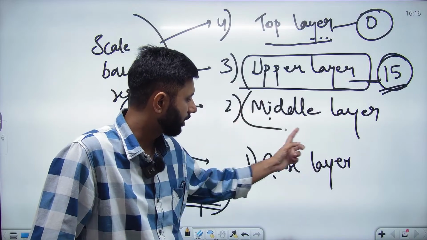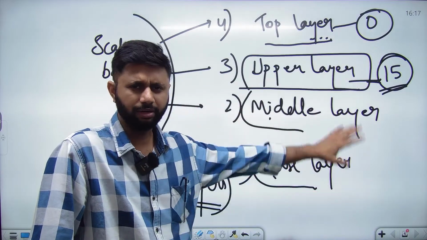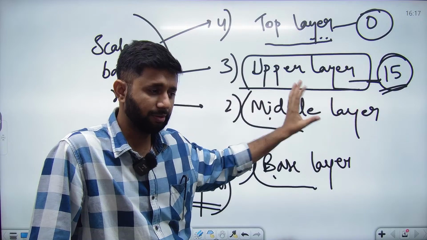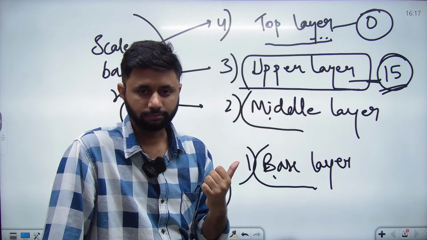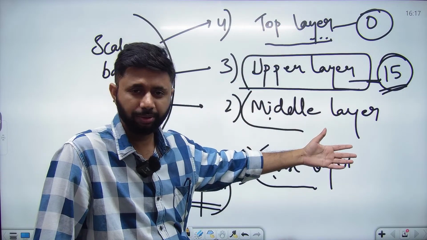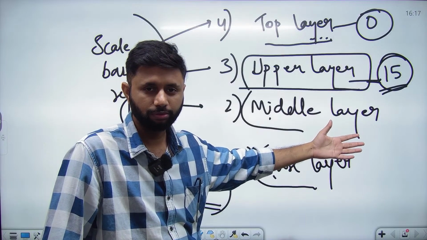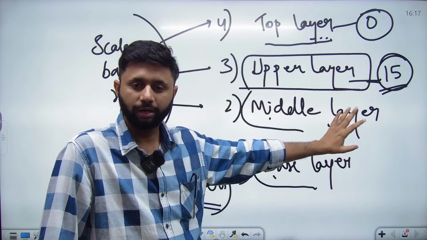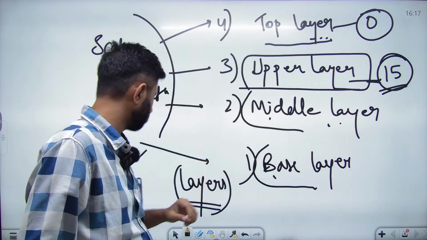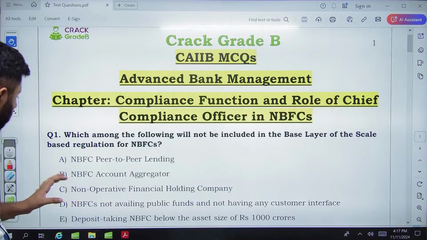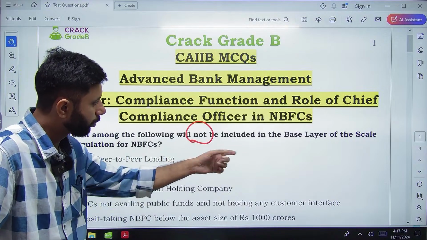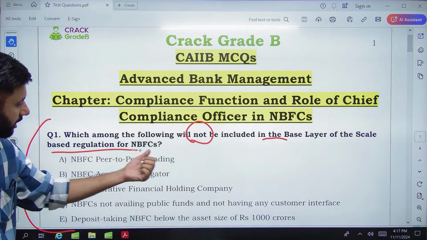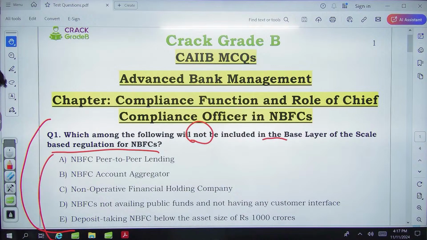And then we have the middle layer as well as the base layer, which have different aspects. This is the most primary regulation that all NBFCs need to comply with. Most of the CAIIB questions will come directly from circulars only, so this is the circular we'll be doing in today's session, and we'll try to do questions from it. This is the first question for you: which among the following will not be included in the base layer of scale-based regulation for NBFCs? A very simple question. Please try to do this. What do you think is the correct answer?